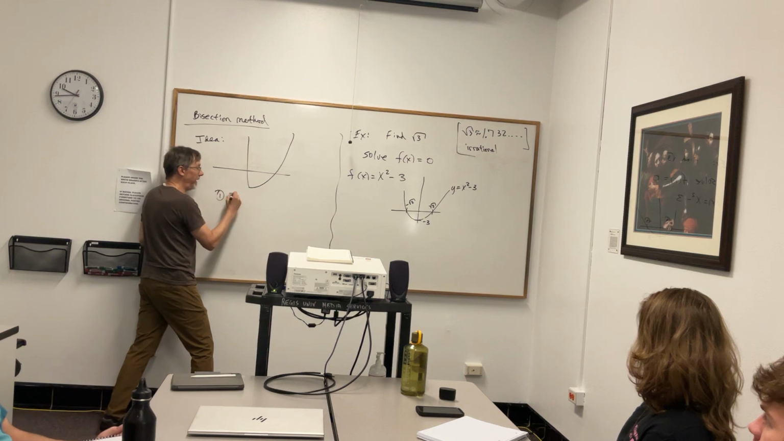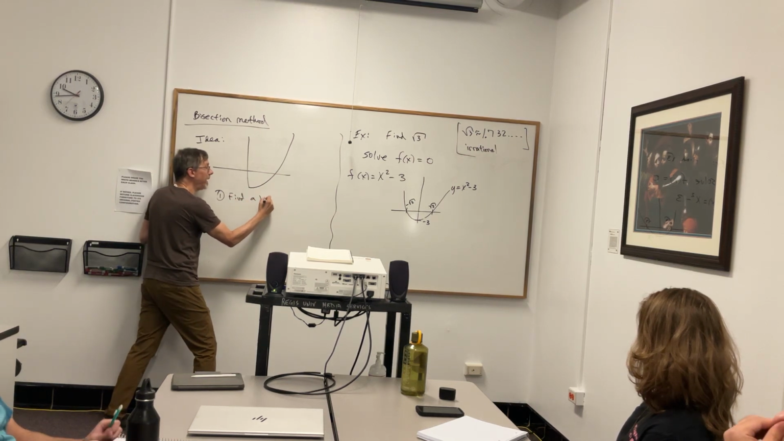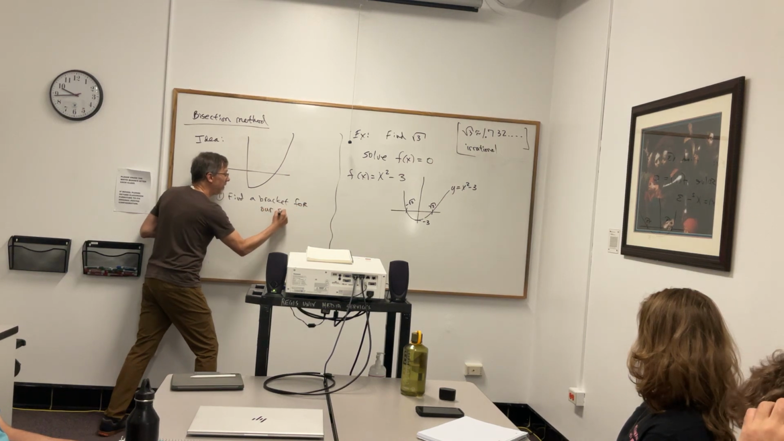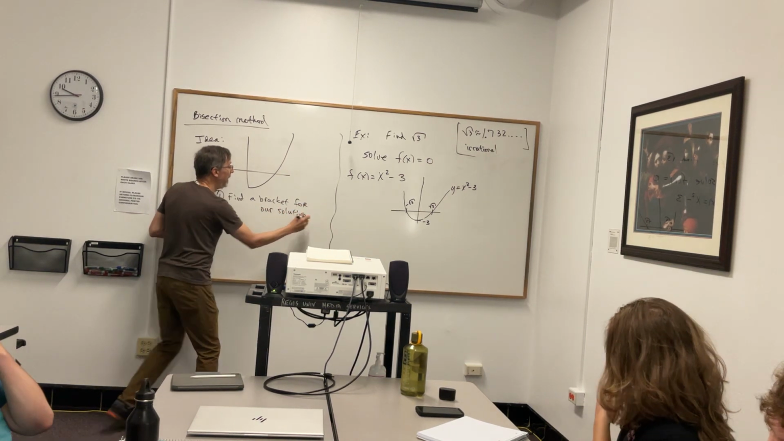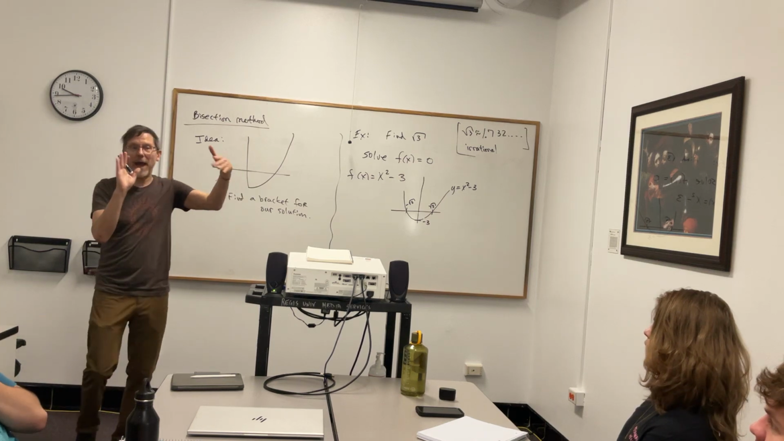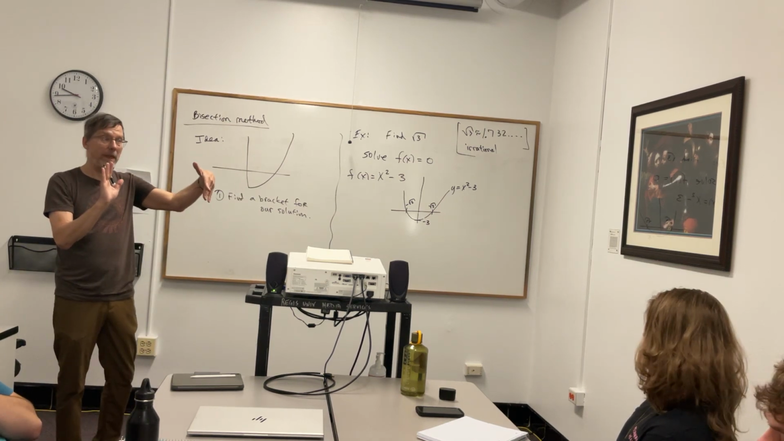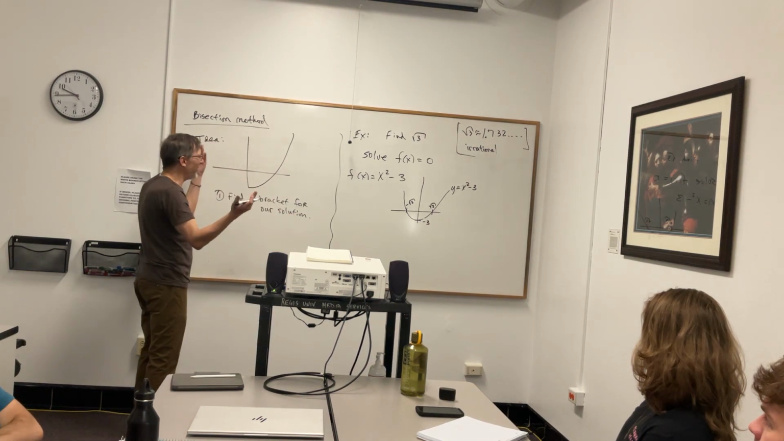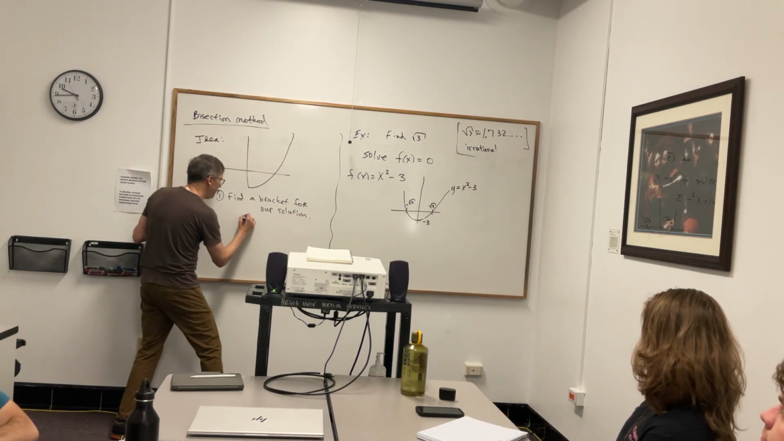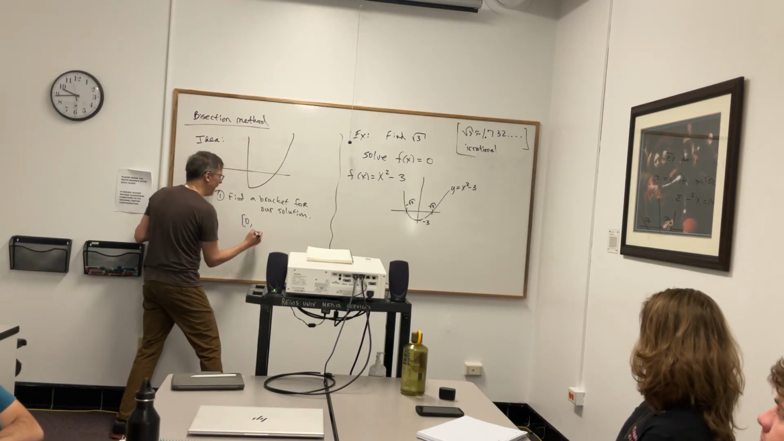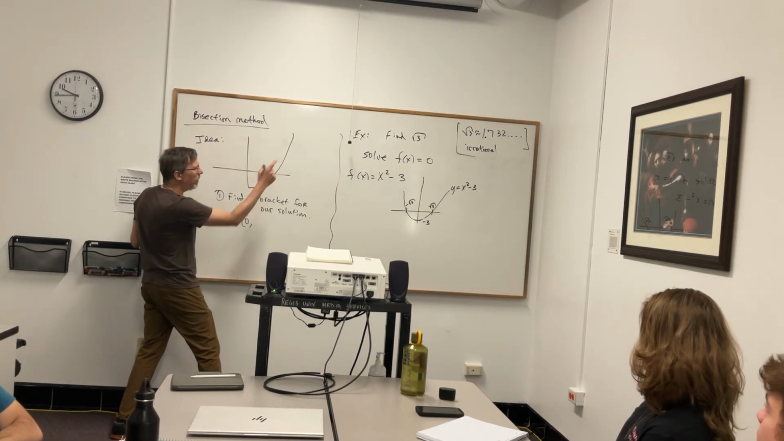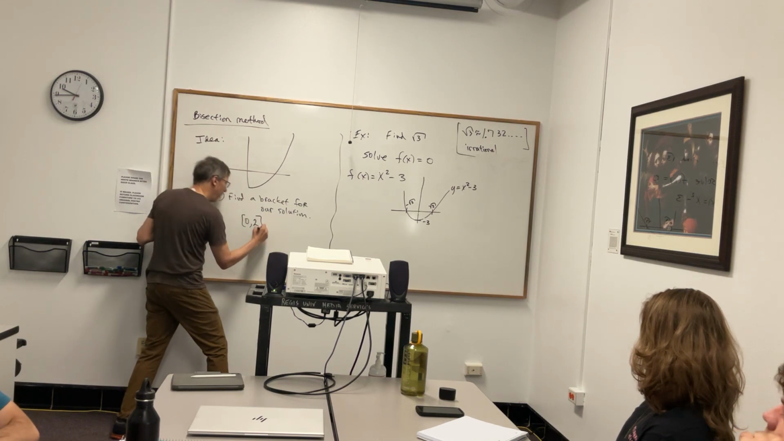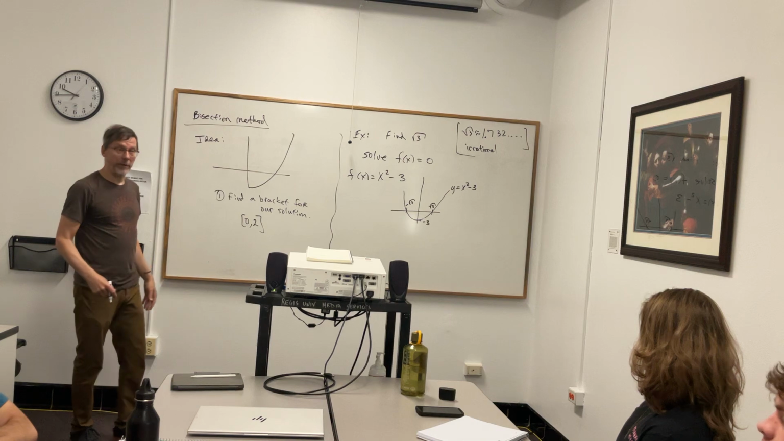So step 1 is find a bracket for our solution. What I mean by a bracket is just a range of x values that I'm pretty sure it's between. So I want to initialize this process by saying, square root of 3, well, it's probably between 0 and something else. We're pretty sure it's under the square root of 4, so we could say 0 to 2 would be a pretty reasonable thing.